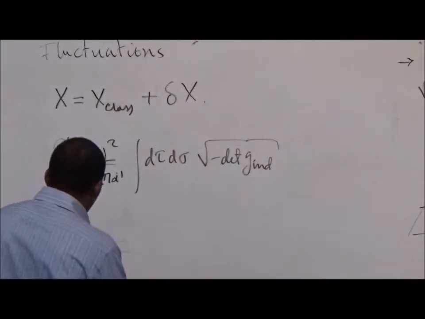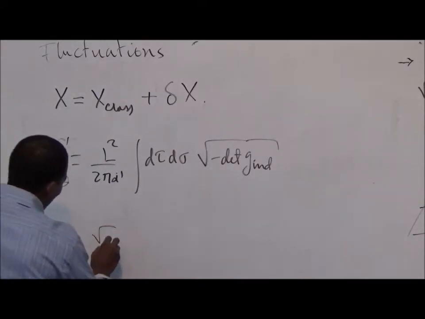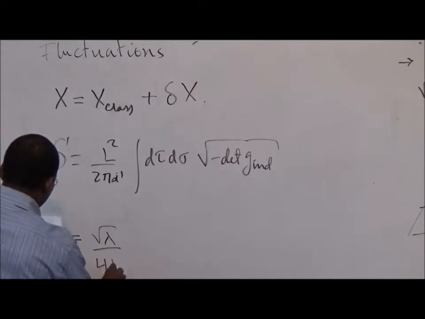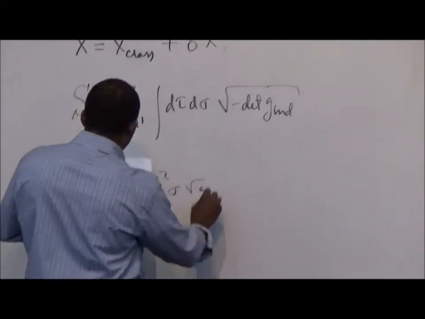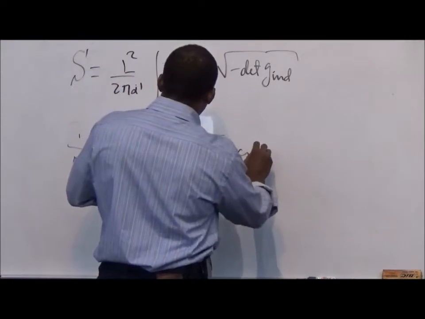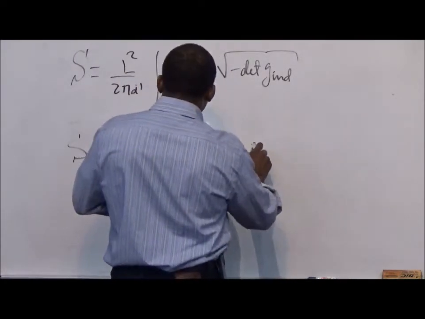So at the end, let me actually write the answer. I'm going to write the full thing. Okay. d squared sigma, symmetric. So at the end, I'm going to have.